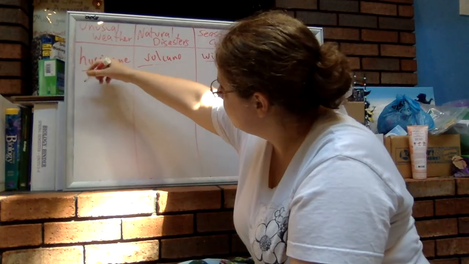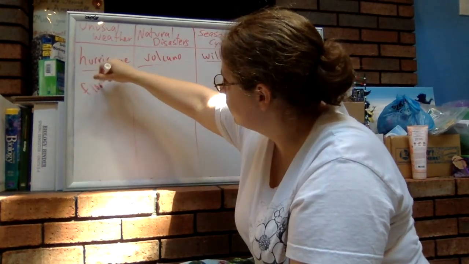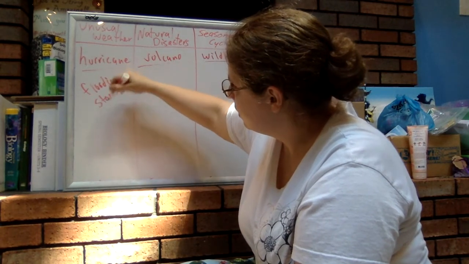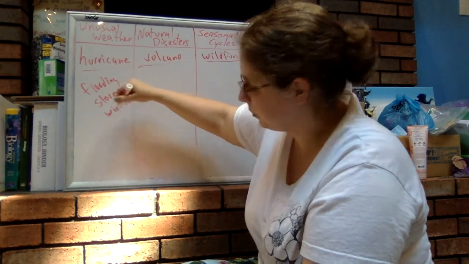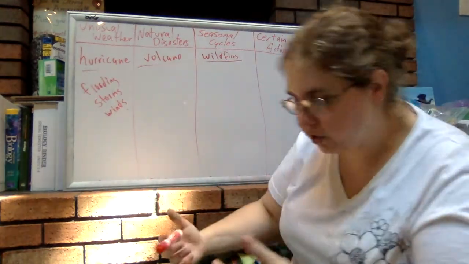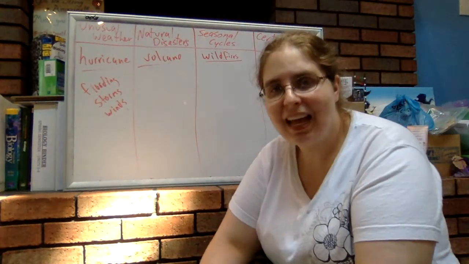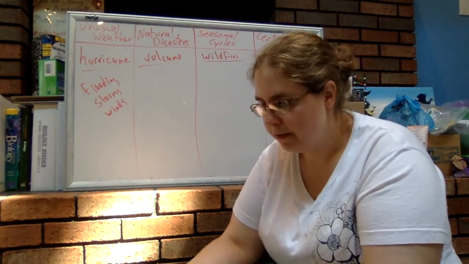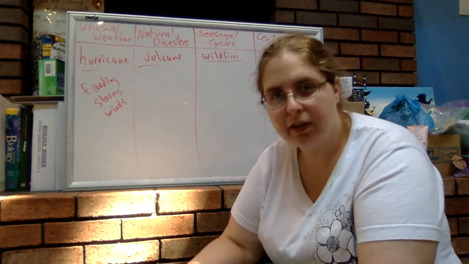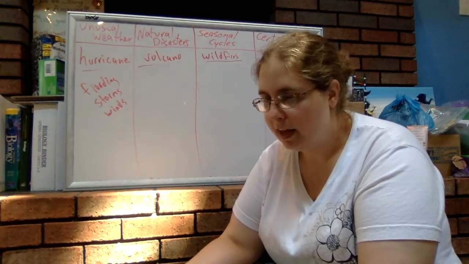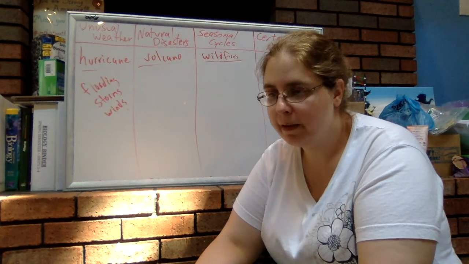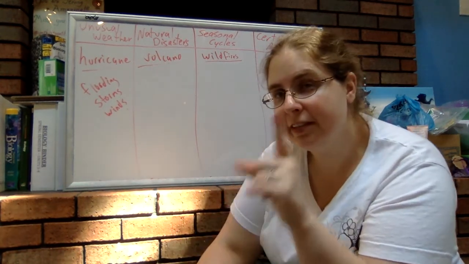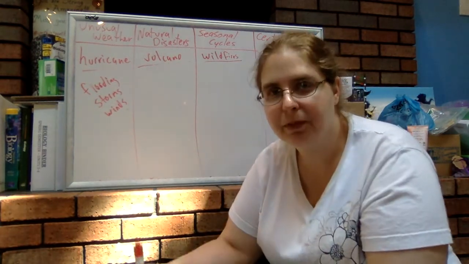So we have flooding, bad storms, we have high winds. And when this occurs, it will affect every population in that area. So in this area, if there is this stronger than normal hurricane and it starts to flood, it's not like the flooding is only going to affect a deer population if it's a large population. No, it's going to affect every population.